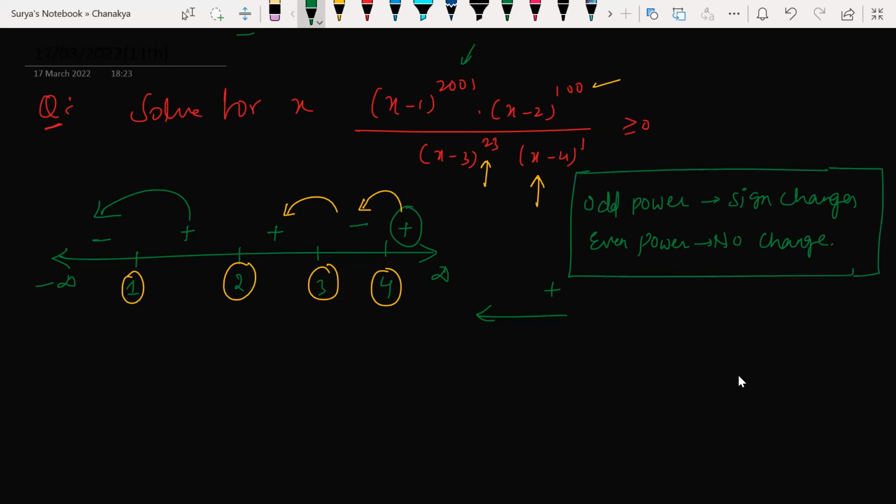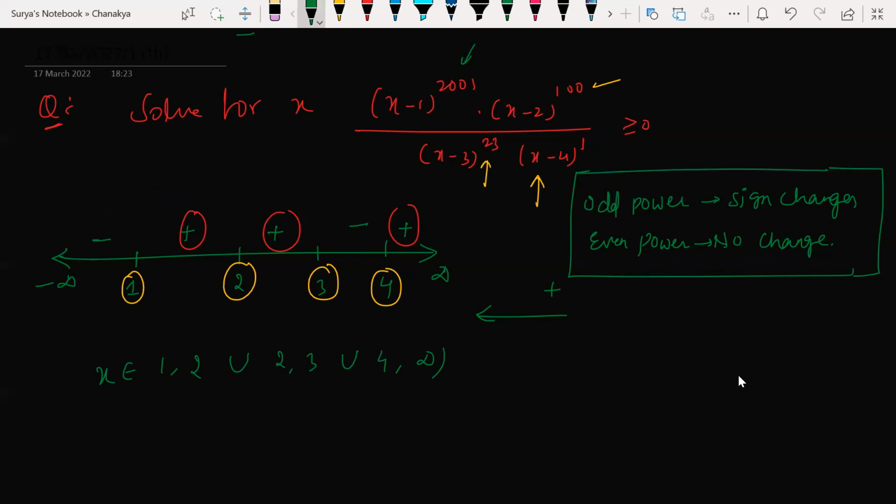Okay, so now look at this. I need greater than or equal to 0. So greater than or equal to is nothing but I need only plus regions. So here, here, here. Write the solution set now. x belongs to what? 1 to 2, union 2 to 3, union 4 to infinity.